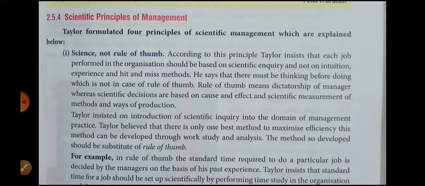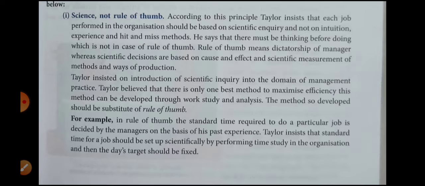For example, a manager will decide the standard time for doing the work or the standard target on the basis of his past experience only, according to the rule of thumb. But according to Taylor, according to scientific techniques, there should be a time study of work. Time will be noted for the standard work done by an efficient worker, and that standard time will be given to all workers for finishing their target. So, according to this principle, we will use scientific methods of doing work, not rule of thumb.